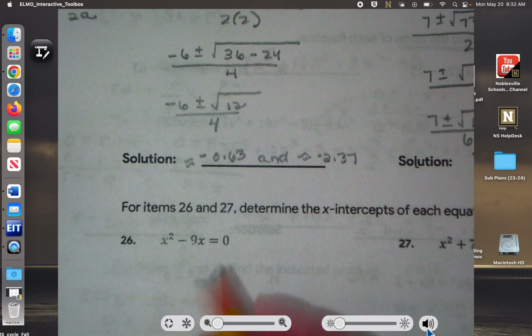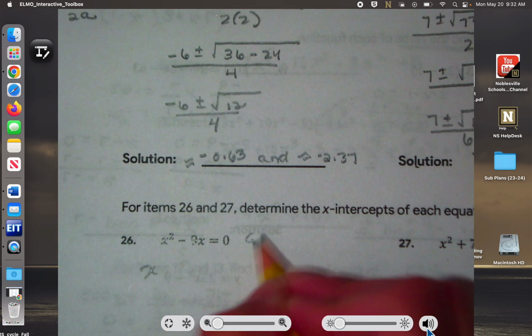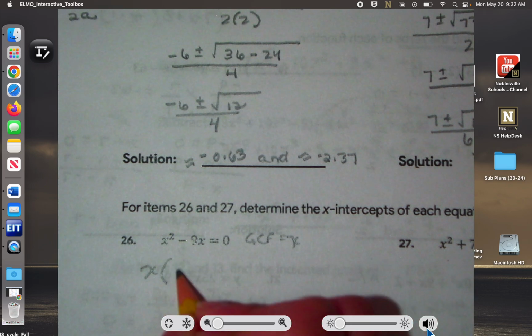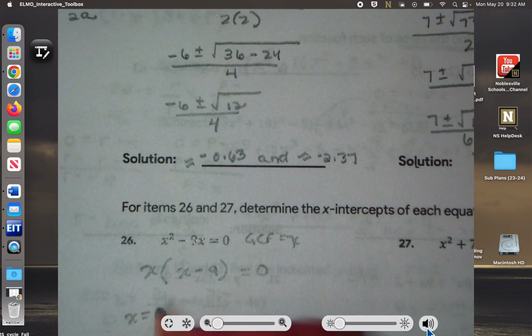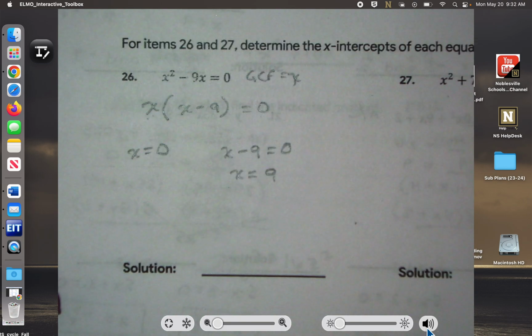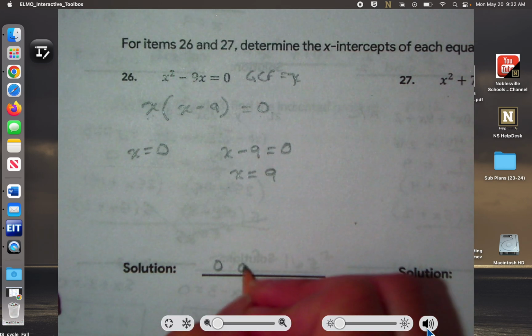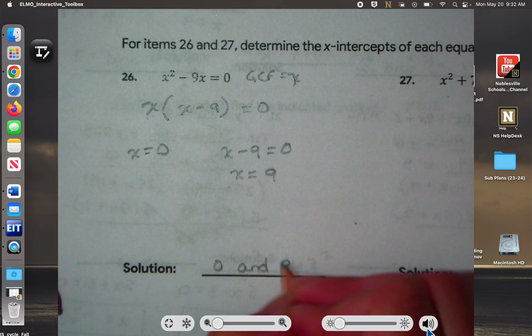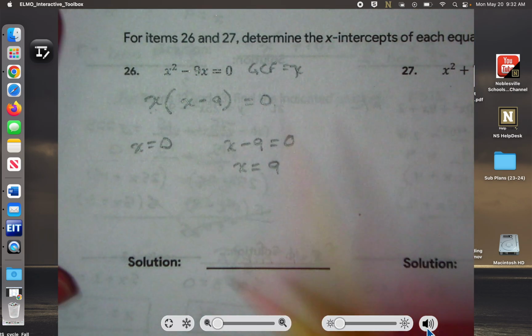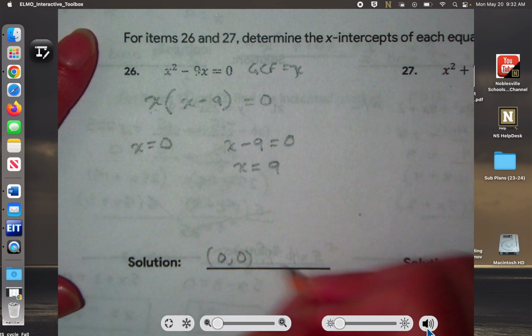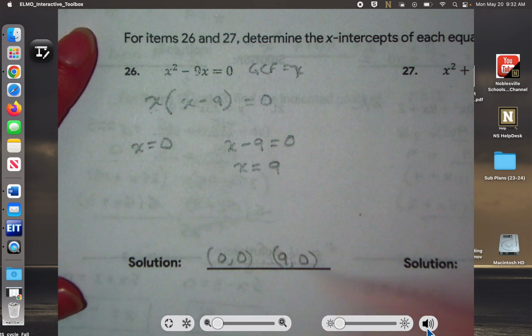This one looks a little weird, so I'm going to take out the greatest common factor of x. So x times the quantity x minus 9 equals 0. So I have x equals 0, because I set it equal to 0. And then x minus 9 equals 0, which tells me x will equal 9 once I add that over there. So my solutions are 0 and 9. Well, if we were being super formal, we would say my x-intercepts are (0, 0) and (9, 0).